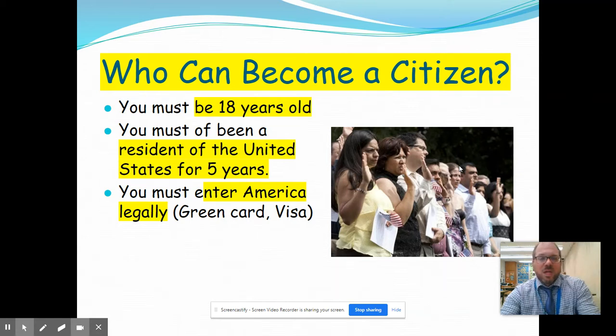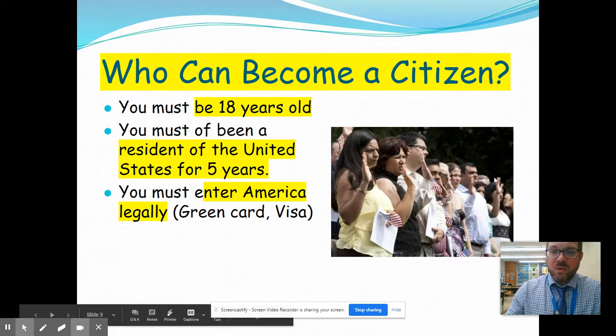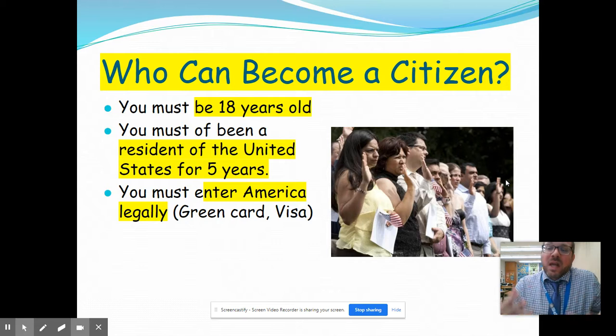So let's go over it one more time. You must be 18, must be a resident of the United States for 5 or more years, and you must enter legally. By the way, this picture over to the right is a naturalization ceremony where different immigrants are naturalizing and becoming an American citizen. They're holding their hand up because they're taking the oath of citizenship, where they pledge allegiance to the United States.